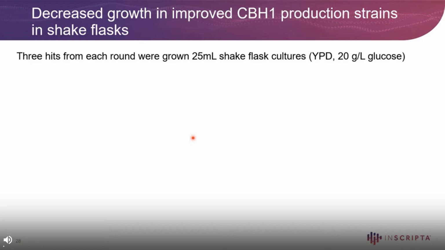So what we wanted to do is at least scale it up to shake flask cultures. We decided to scale up several of the hits to 25 mL shake flask cultures, using the same media, YPD with glucose, that was used for the high throughput screening. And we picked three different hit strains from each round, so basically 9 different hit strains, and then compared them to our base strain.